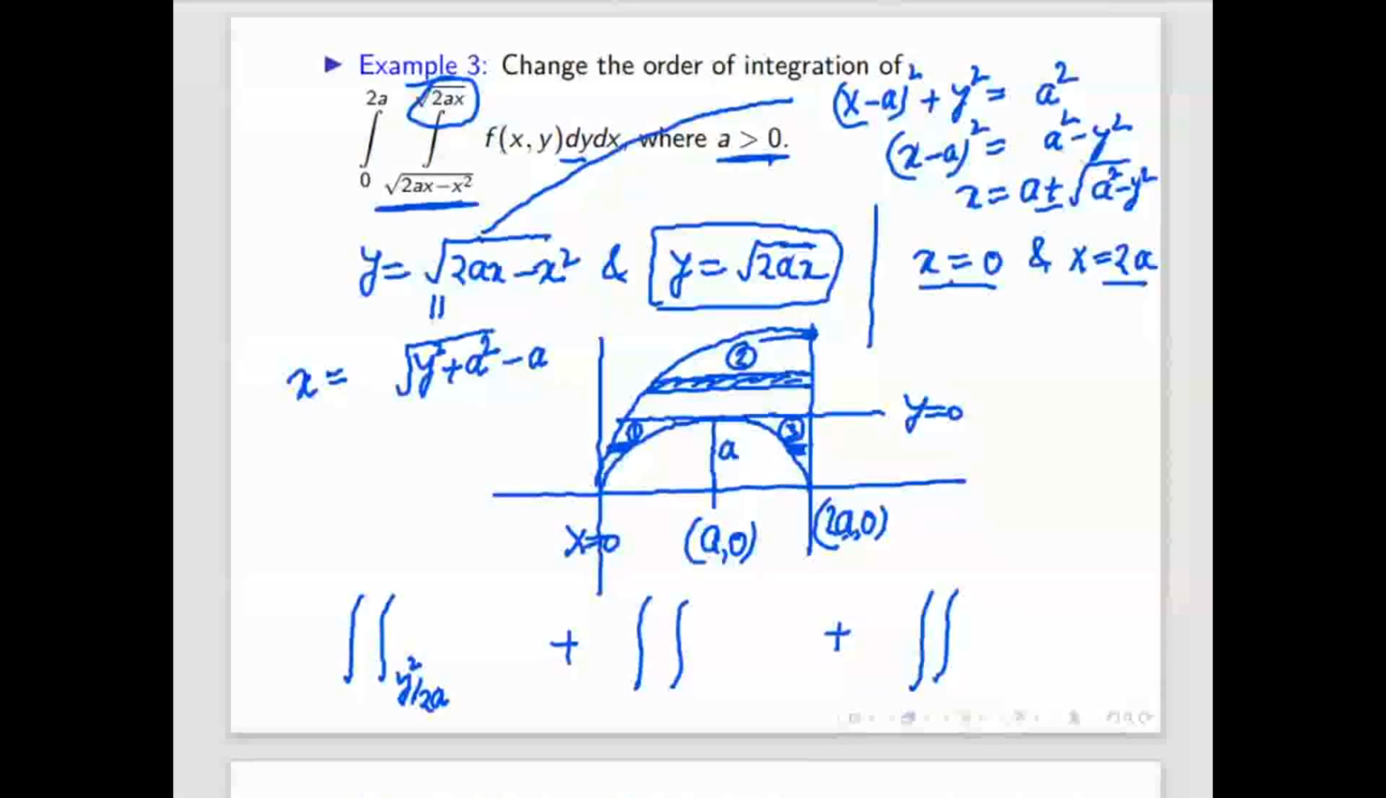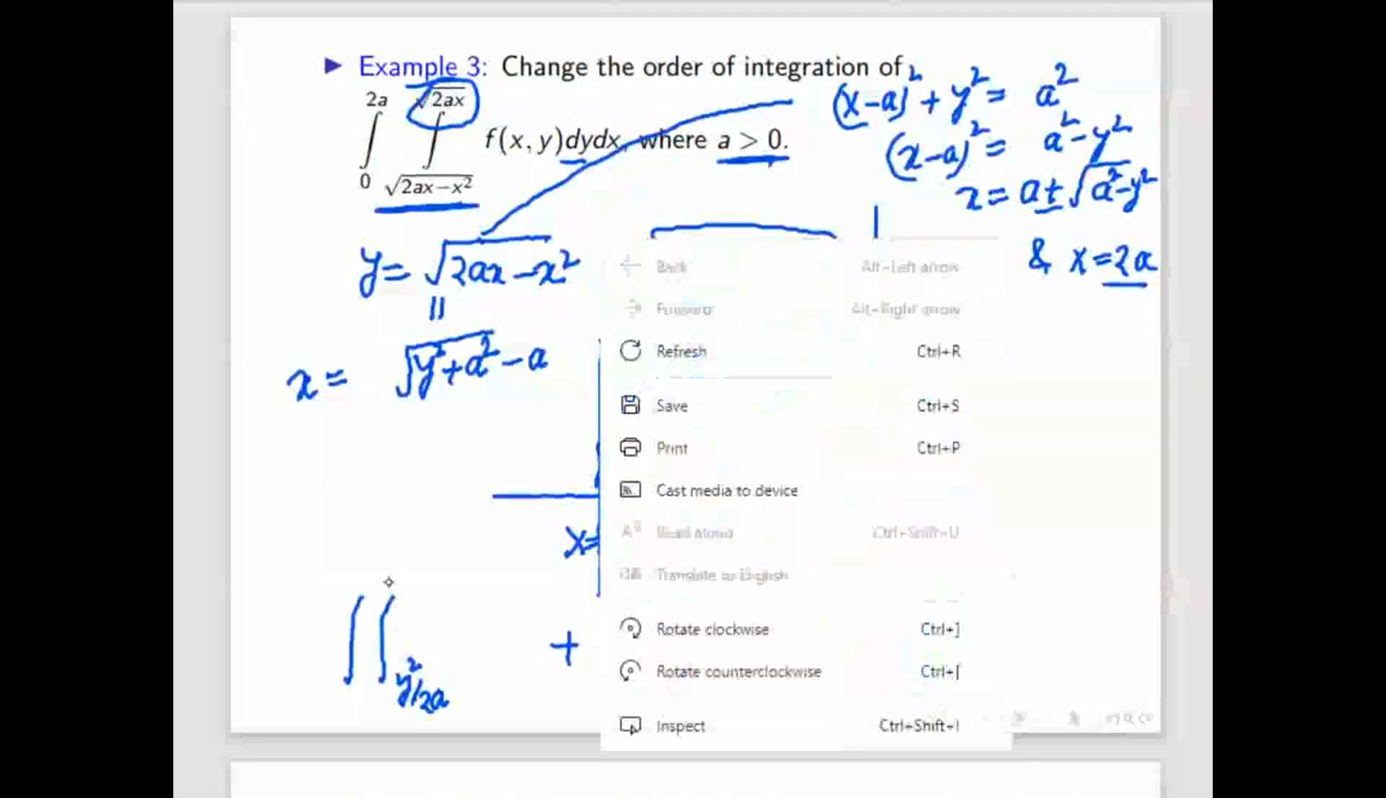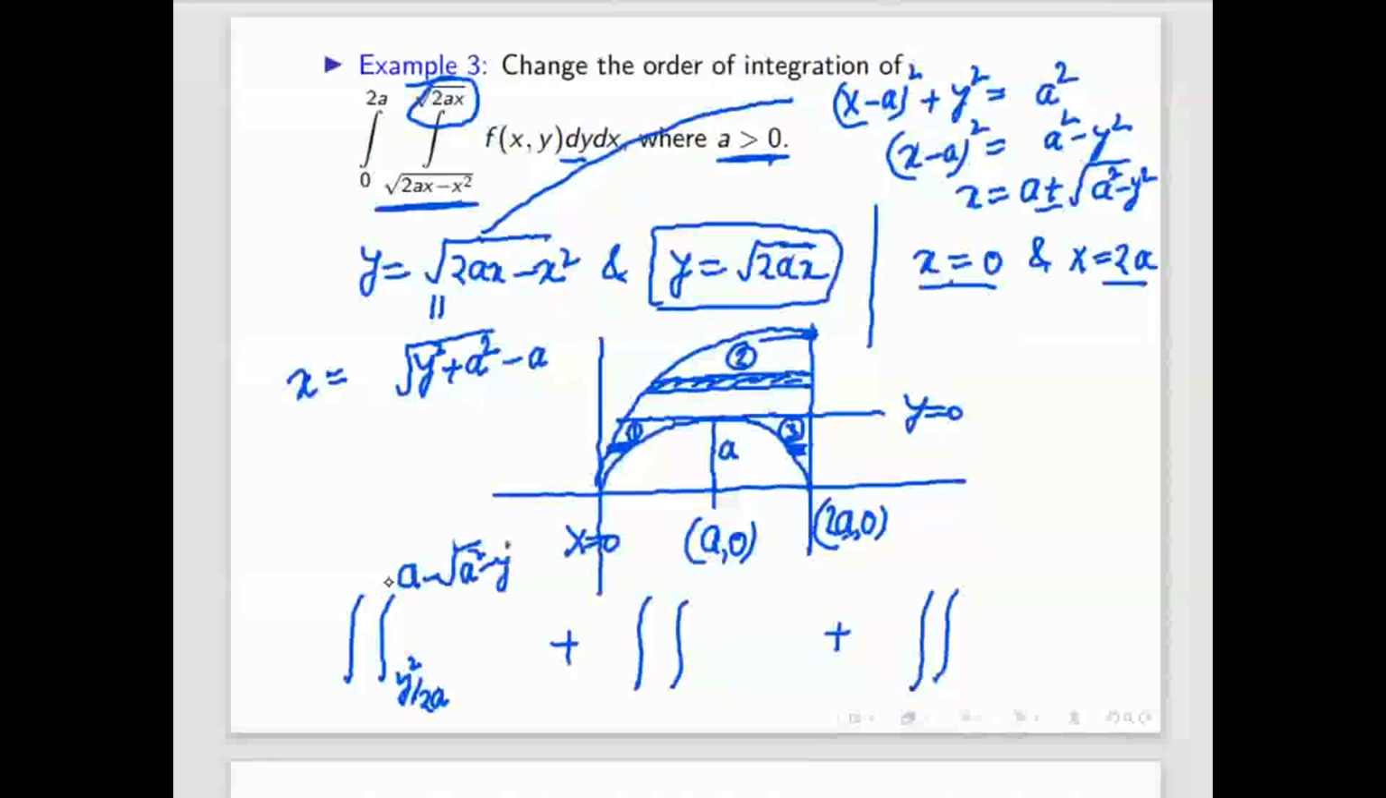Yes, sir. So this is the part of the circle in this region 1. So we will take a plus or a minus. A minus. So this is the limit of x. Now y will start from 0 and go up to a.